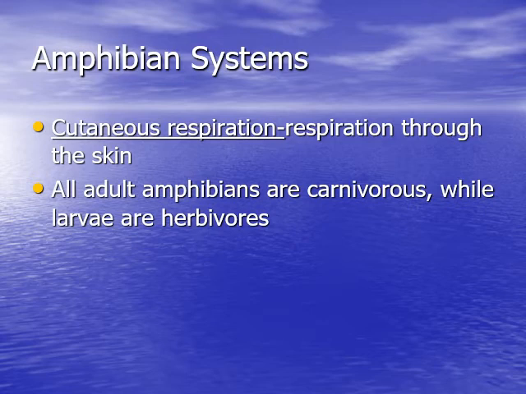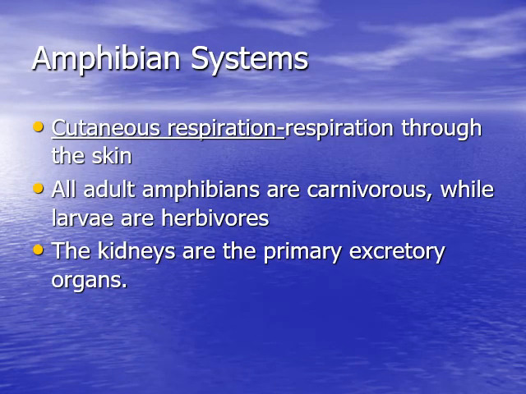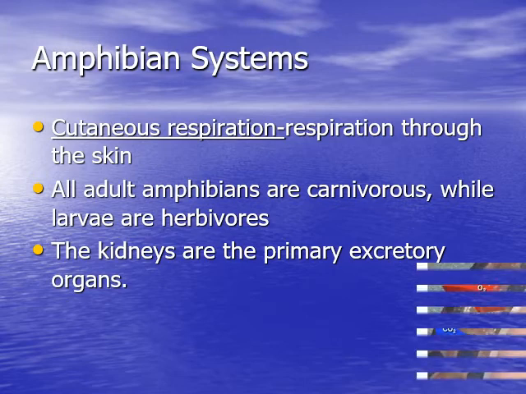But when they're larvae, they're going to be herbivores, so they'll be eating algae, some plant life. So there's a difference there. Also, the kidneys for the amphibians, they're going to be the primary excretory system. So the kidneys help filter out waste from their blood, form urine, so that they can go to the bathroom. So that's going to be very important.